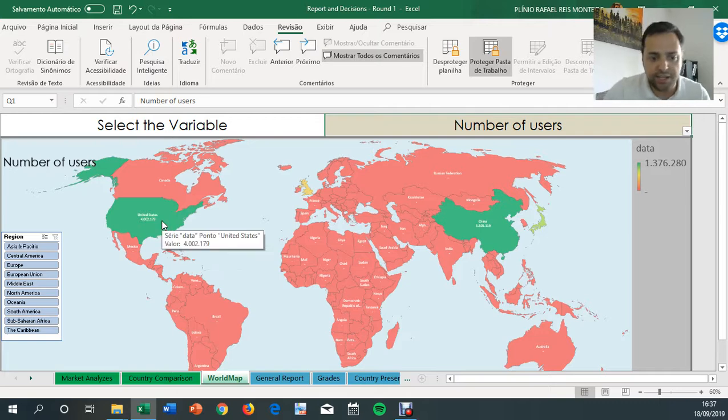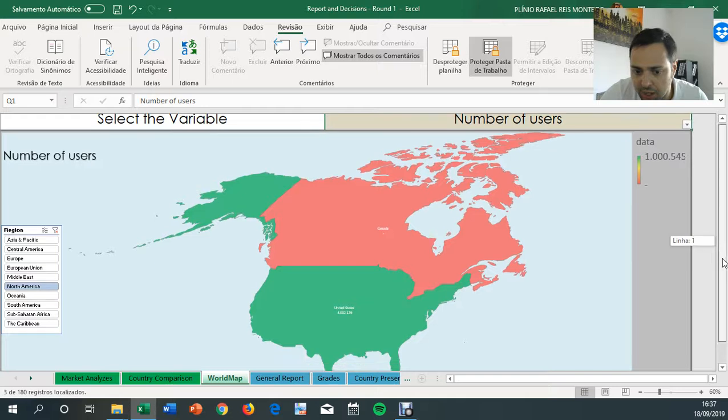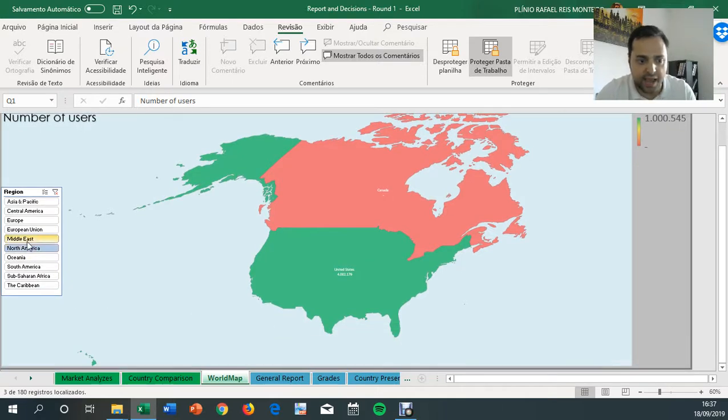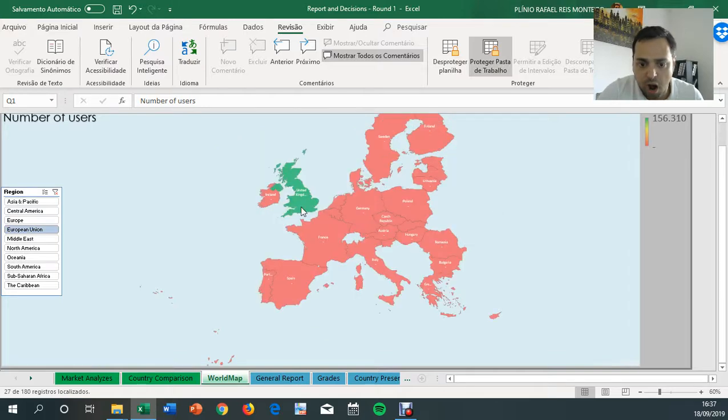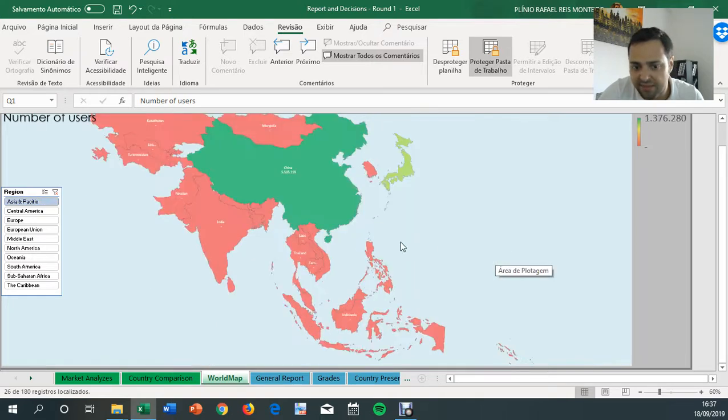As you can see here, we have in North America 4 million users in the United States in this example. In Europe, we have just one country with operations with 600,000 users. In Asia and Pacific, we have basically 2 countries. In Japan, 1 million users, and in China, 5.5 million users.